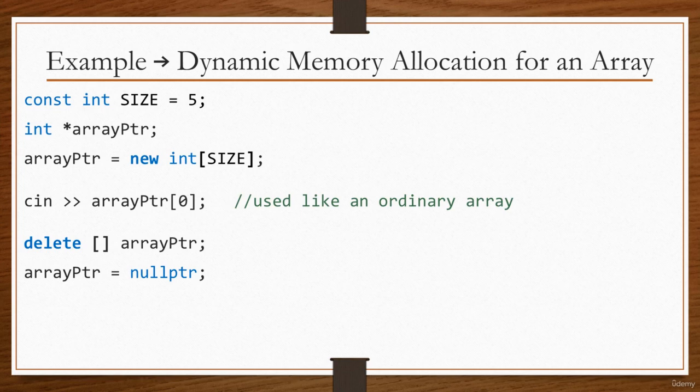This can be a regular variable as well, and then at runtime you can ask the user how big you want the array to be. Then we do the console input, array pointer, and maybe we specify index 0, again using the subscript operator to do input or to store a value for that element.